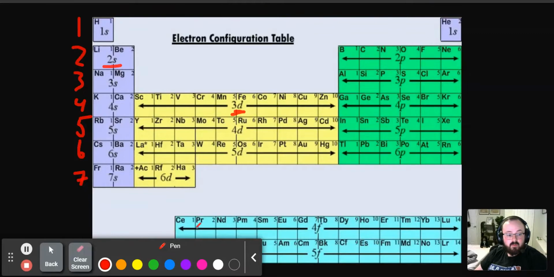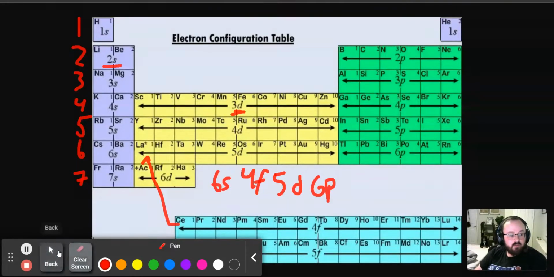The F, if you really wanted to, just perhaps I might ask an extra credit question on it. Here is the F up here. So it would go 6F, 6S, then the 4F, and then the 5D, and then the 6P, if you are just curious, in case I answer a question about that.